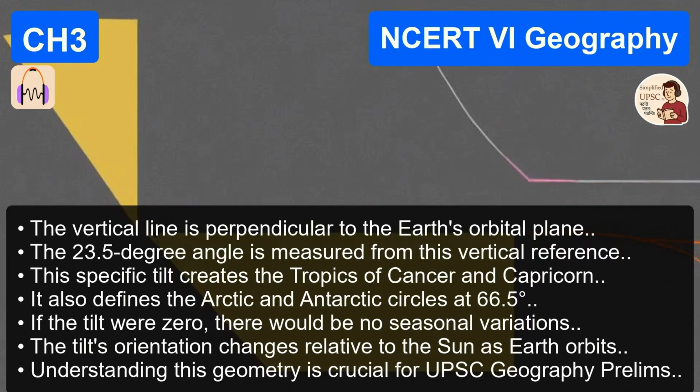But here's the warning. In a preliminary exam question, they will trap you. They will ask, what is the angle of the Earth's axis with its orbital plane? And option A will be 23.5 degrees. If you're rushing, or if you just memorized Earth tilt equals 23.5, you click A, and you get negative marks. The answer to that specific wording is 66.5 degrees. You have to read the question to see which angle they are asking for. Are they asking for the tilt from the vertical or the inclination from the plane? That is a classic trap.